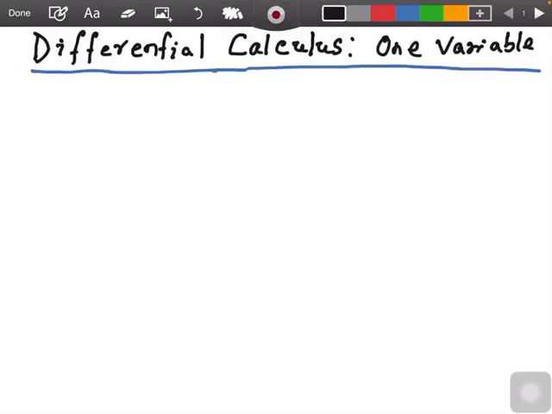Hello everyone. Today we'll start a new chapter of mathematical economics, that is differential calculus of one variable. So what is the need to study derivative in economics? There are so many concepts in economics where you are calculating the marginal from the total.